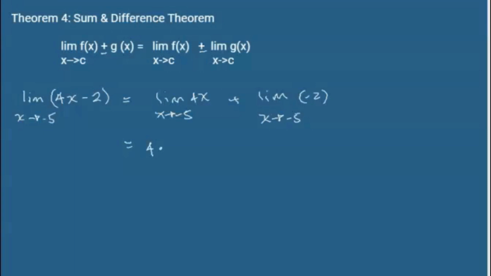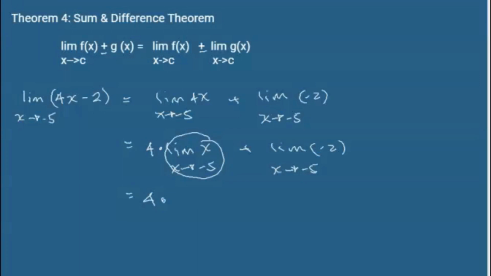So 4 times the limit of x as x approaches negative 5 plus the limit of negative 2 as x approaches negative 5. So 4 times, we know this, the limit of x as x approaches negative 5 is negative 5. And the second one is a constant theorem. So the limit of negative 2 as x approaches negative 5 is negative 2.